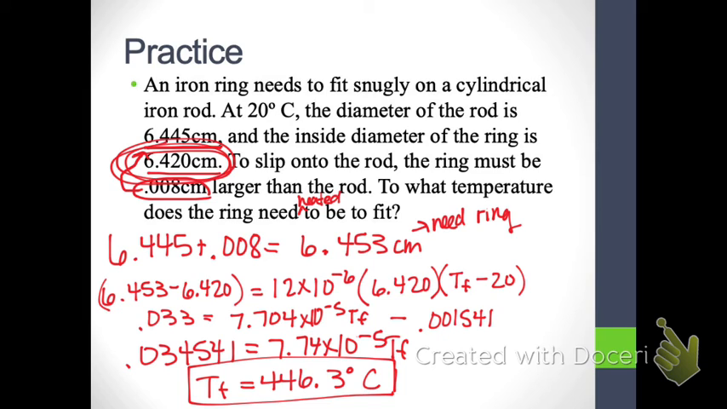Okay, does that kind of make sense how we worked that out? We were given an original diameter. We were given what we need, right? It's got to be so much bigger. We solved for the change in that and then solved for our final temperature.